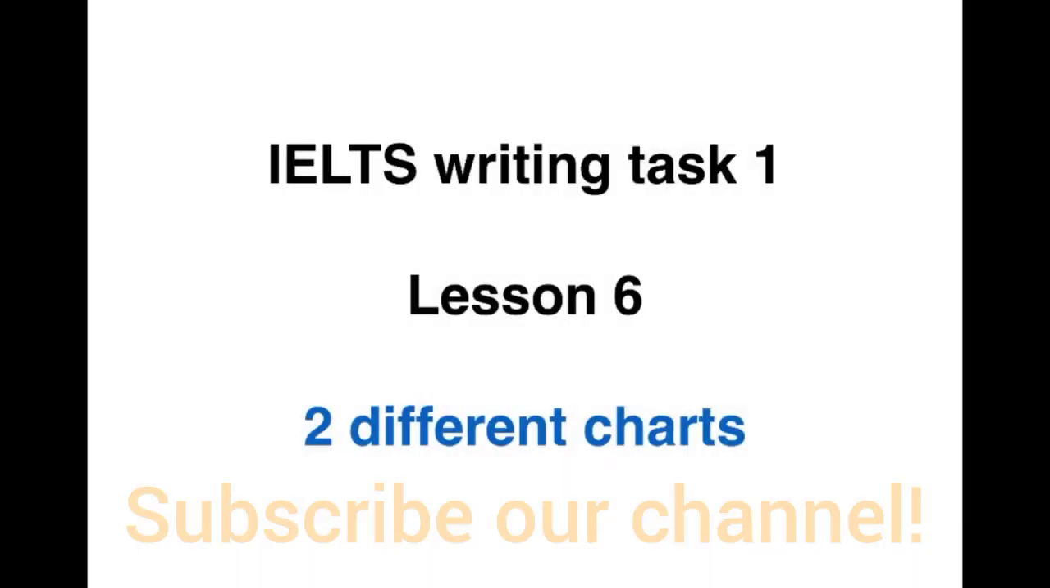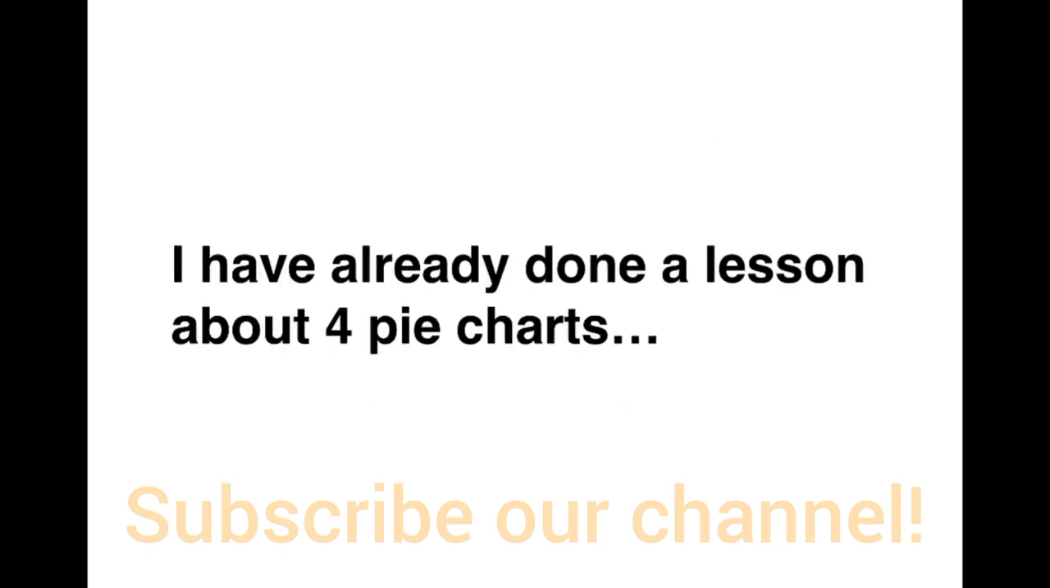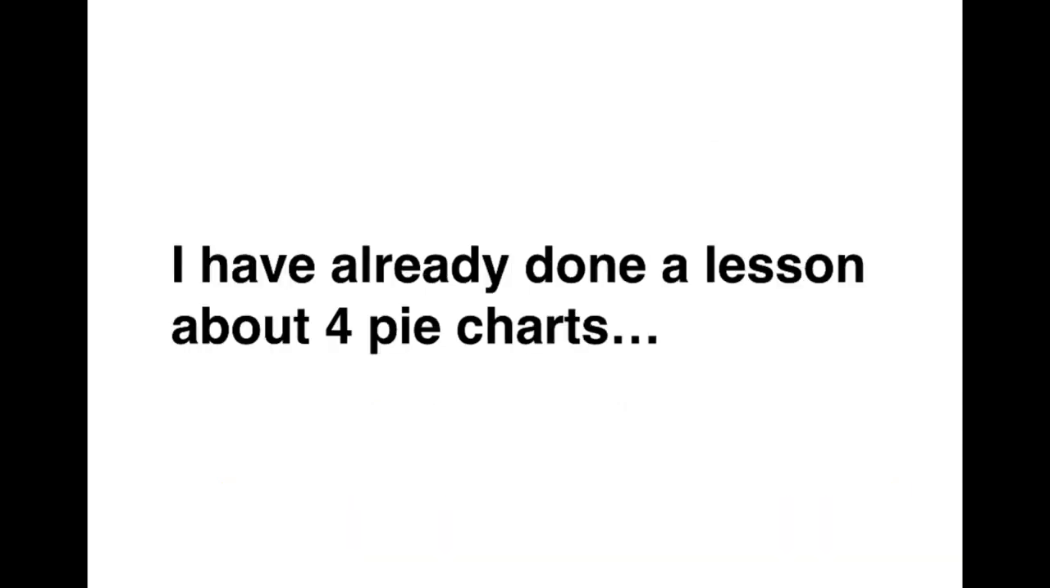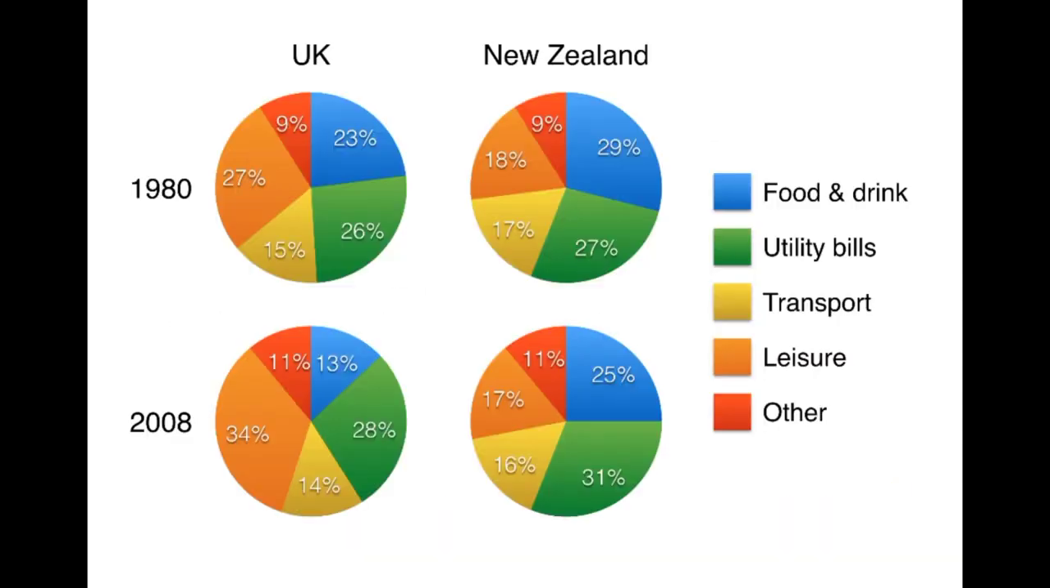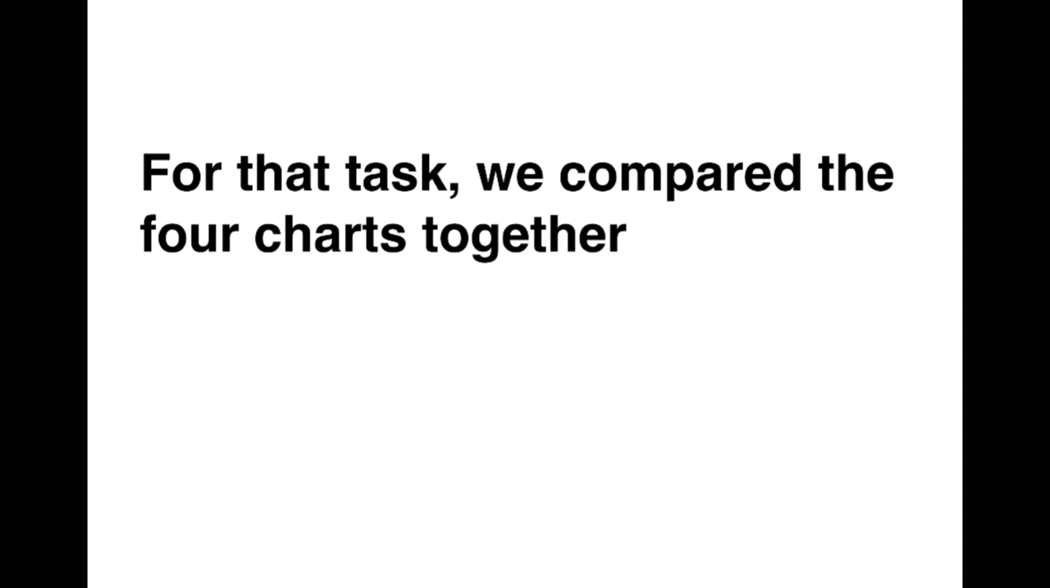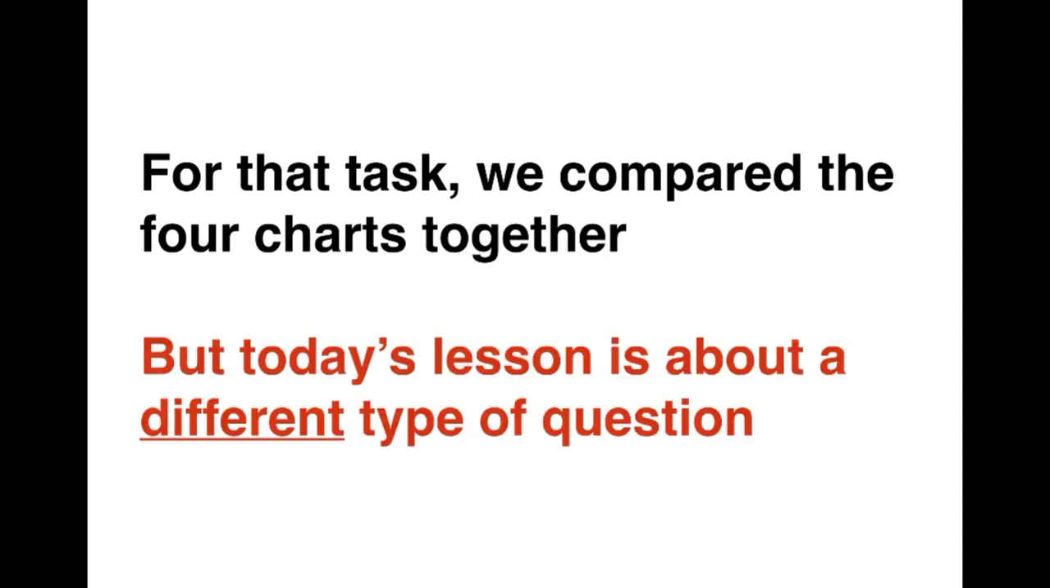IELTS Writing Task 1, Lesson 6, 2 different charts. I have already done a lesson about 4 pie charts. We saw these charts comparing the UK and New Zealand in 2 different years. For that task we compared the 4 charts together, but today's lesson is about a different type of question.